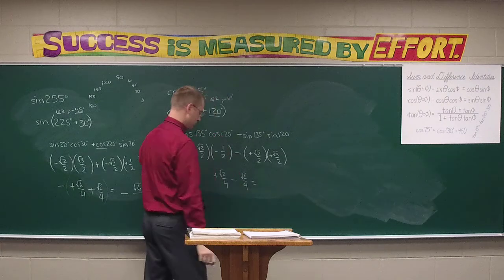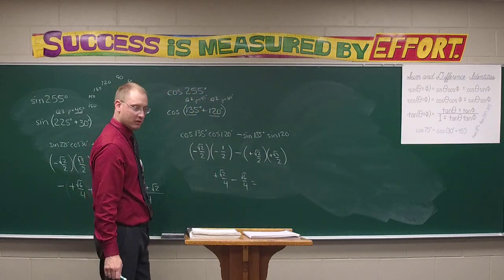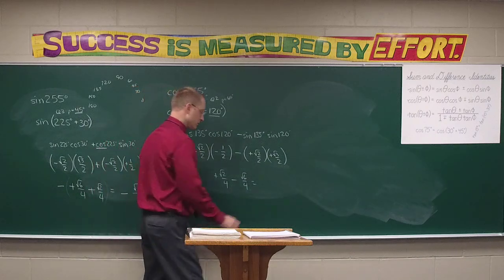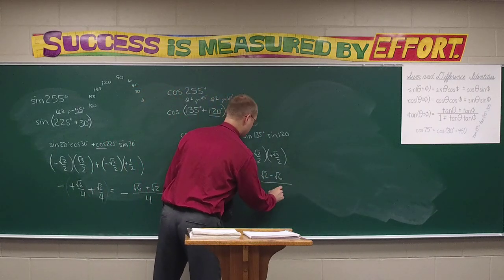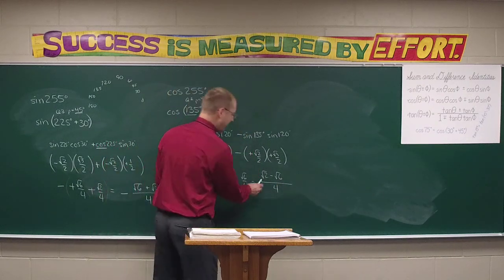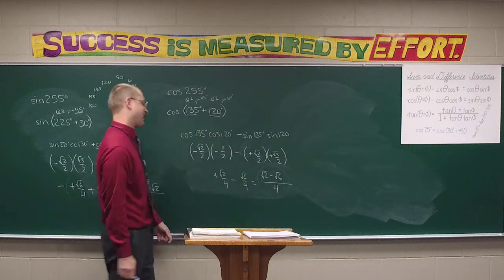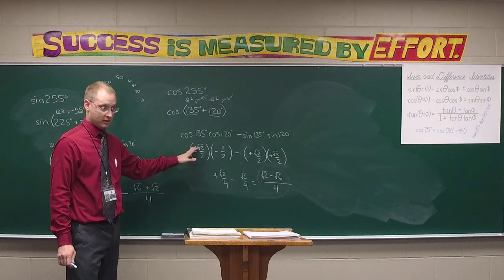So what do we get? Do I need to factor out a negative? I got a first term positive, so I'm good. It's square root of 2 minus square root of 6 all over 4. You cannot combine radicals unless they are like to each other, meaning same index, same radicand. So just leave it like that. We're done. All right, questions on this?